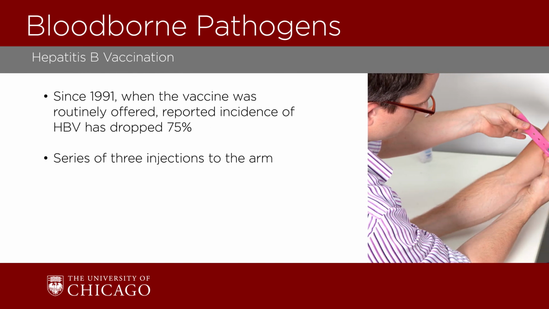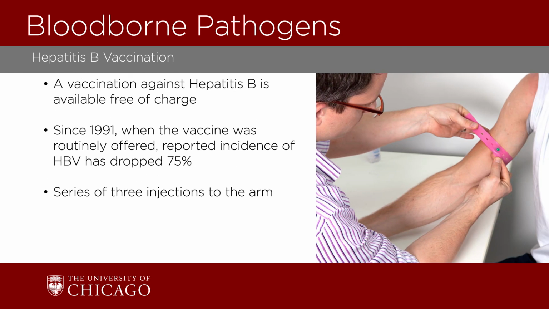As a University of Chicago employee with the potential to come into contact with bloodborne pathogens, you are entitled to a free vaccination against the hepatitis B virus. The vaccine has been shown to be highly effective. In fact, the reported incidence has dropped 75% since 1991, when the vaccine was first routinely offered.